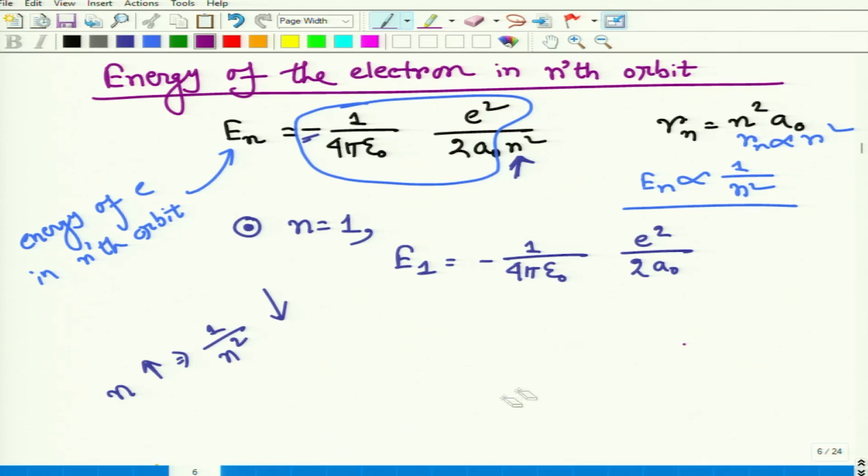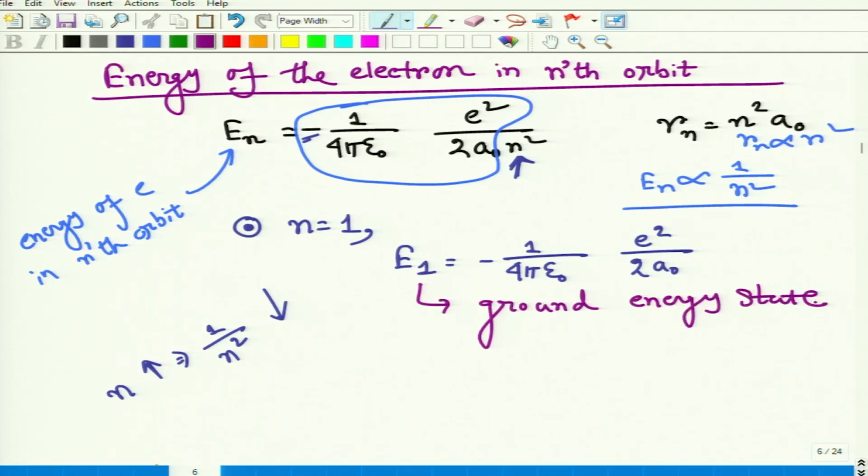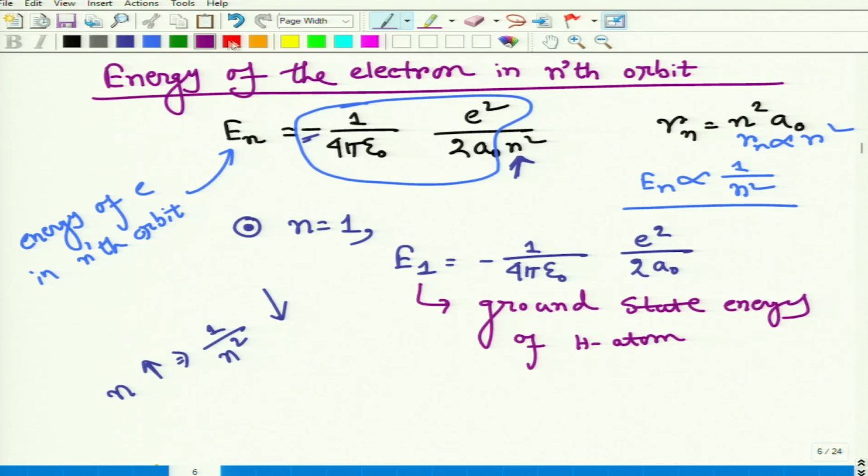Ground state means the state having the least energy. That's why it's called the ground energy state of the hydrogen atom. Actually it's the ground state energy. What is the value? If we put in everything, it is constant, right? So if we put in the values, we obtain minus 13.6 electron volt.